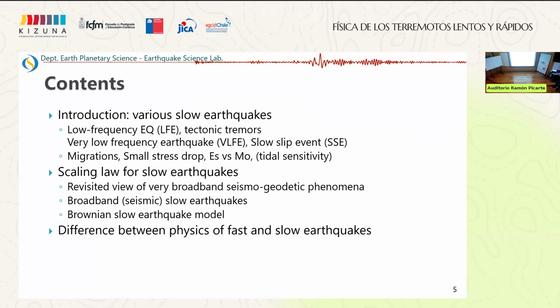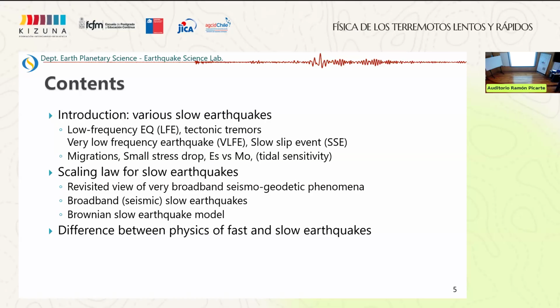Today I want to show these things. First, I want to introduce what is actually slow earthquake. Slow earthquake has various aspects. So as much as possible, I want to explain what are these events.